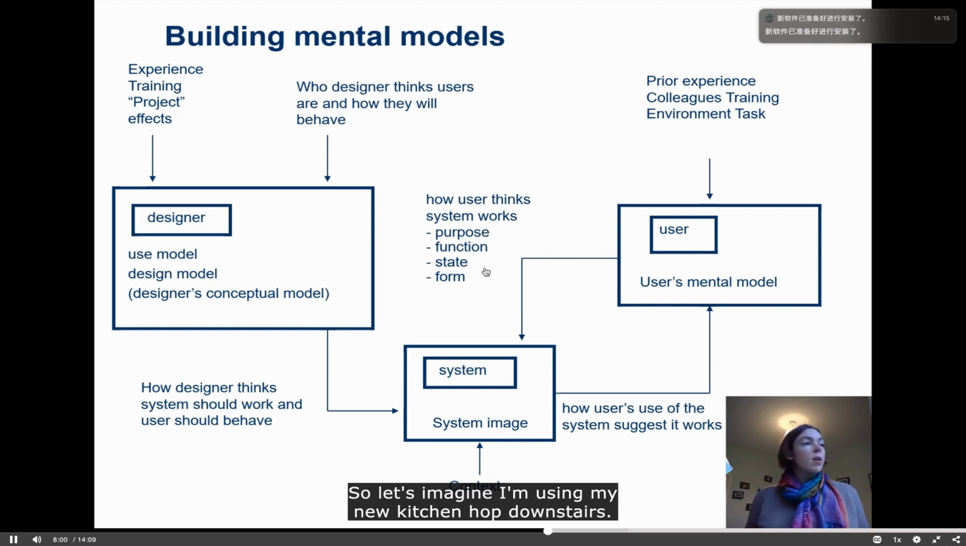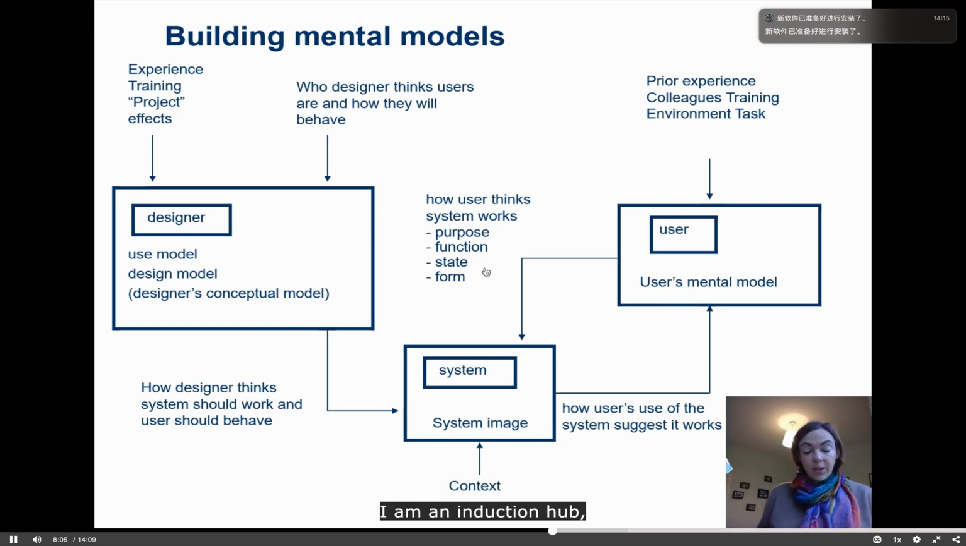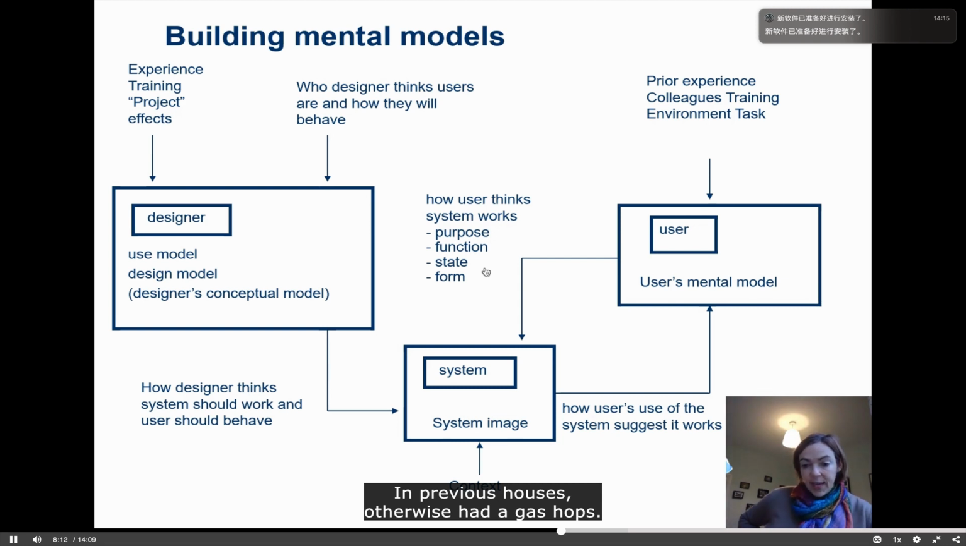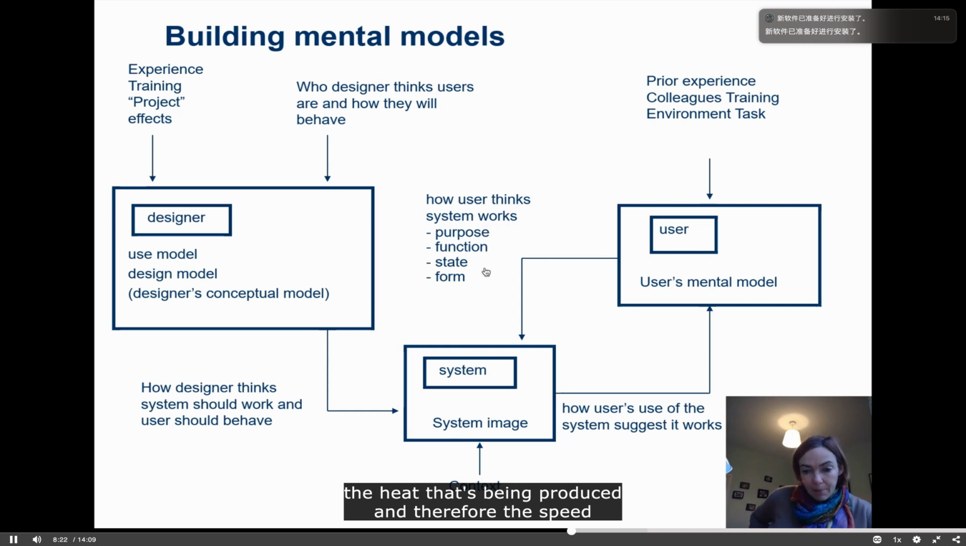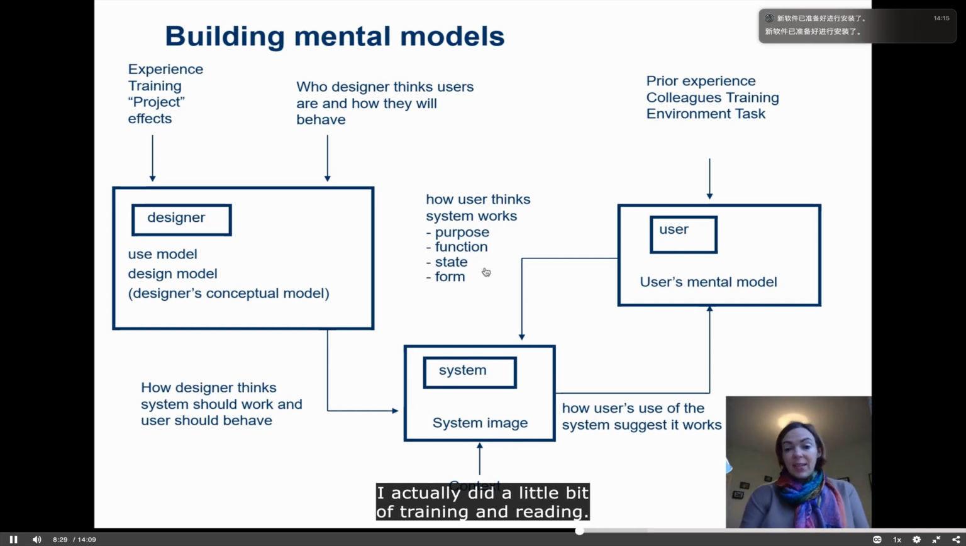So let's imagine I'm using my new kitchen hob downstairs. I have an induction hob, but I've never used an induction hob before. In previous houses, I've always had a gas hob, so I've directly lit the flames and understood the relationship between the height of the flame and the heat that's being produced, and therefore the speed that the cooking will take place in. When I got an induction hob, I actually did a little bit of training and reading. So I learned about how an induction hob works.